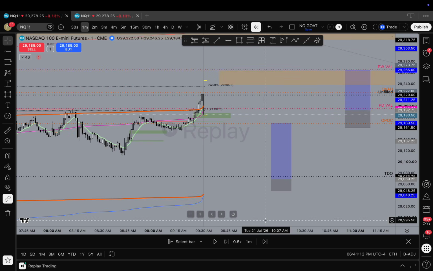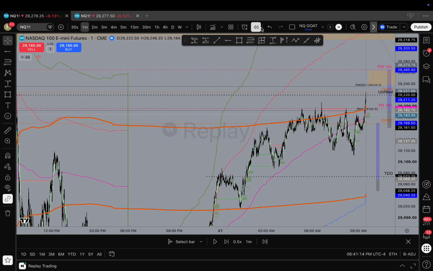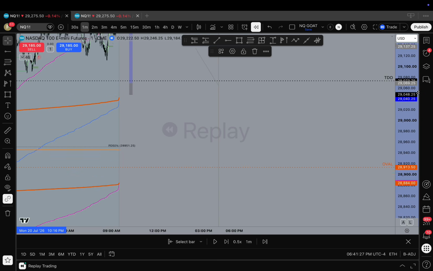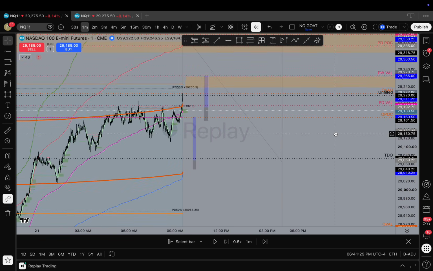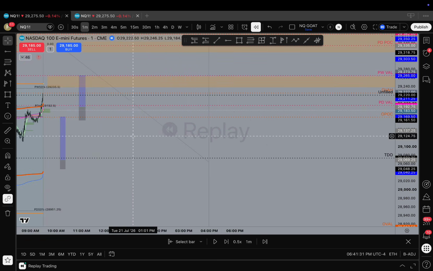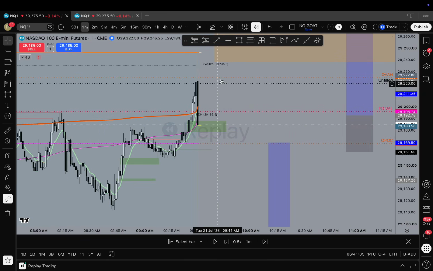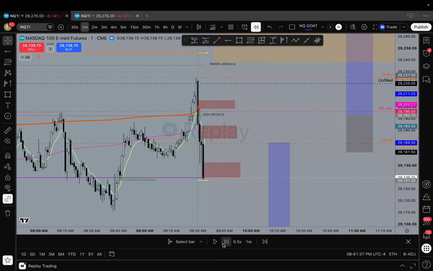Let me just put my overnight extended profile on as well. So, yeah. As you can see, we don't get a setup there at open. Market just completely takes the start of our draw, which I wanted to long to, and then dumps from there. So I had to wait for something else.